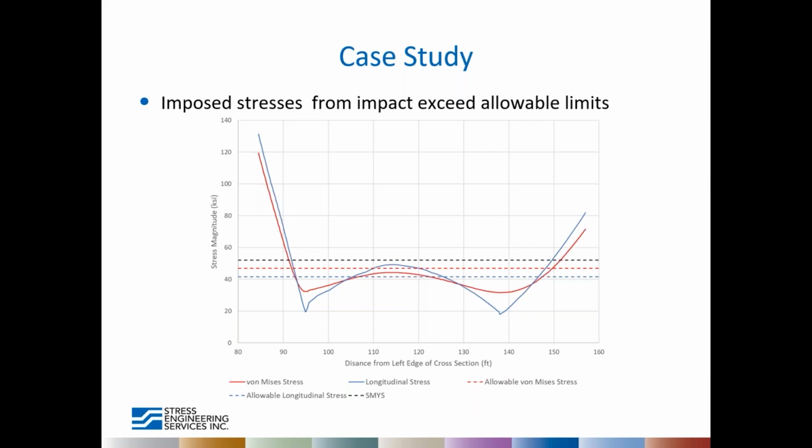And what we got in this case is that the von Mises stresses and the longitudinal stresses both exceeded their allowables, indicating that in this scenario where a 500-pound log would impact at that location, it would result in at least plastic deformation of the pipe, if not severe damage to it.